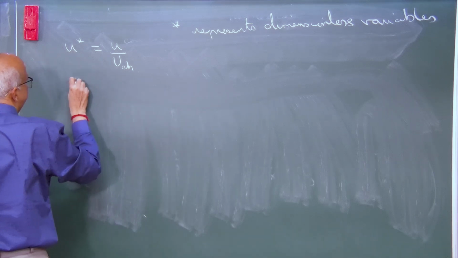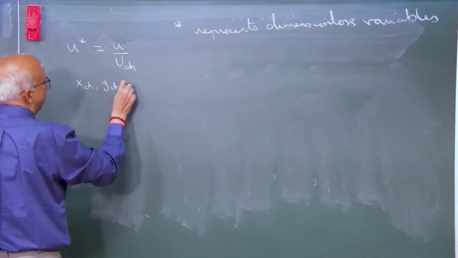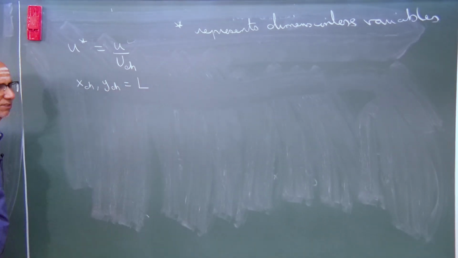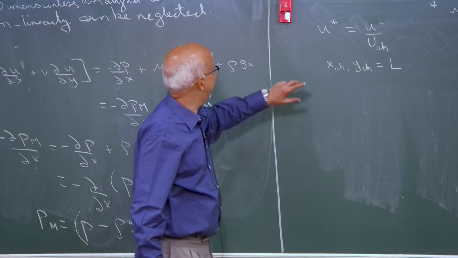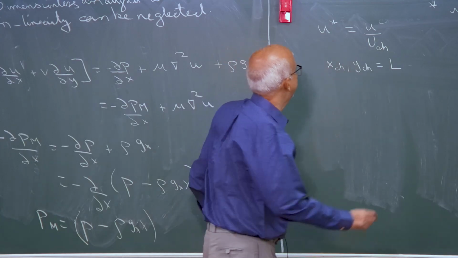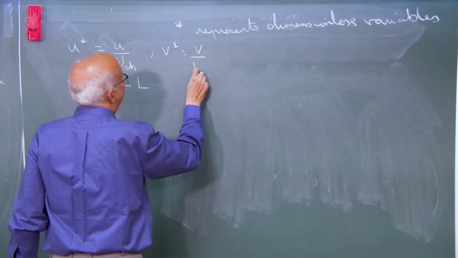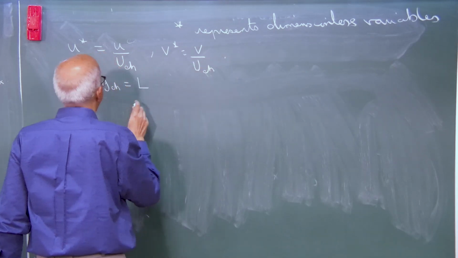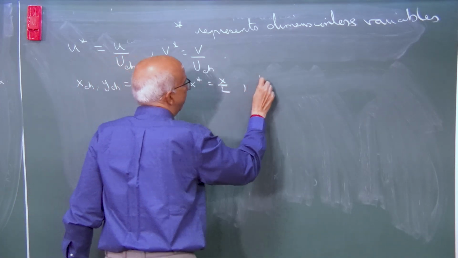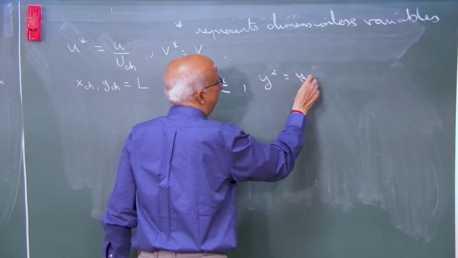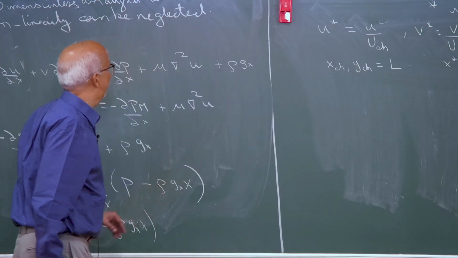And t and x characteristic, y characteristic, I am choosing as some L, some length scale L, depending upon the problem. So, basically I am going to choose the same characteristic scale for u and v, and v star is defined as v divided by u characteristic, okay, and x star is x divided by L, y star is y divided by L. I am just going to go through this in a bit of detail, then you can do everything else on your own.